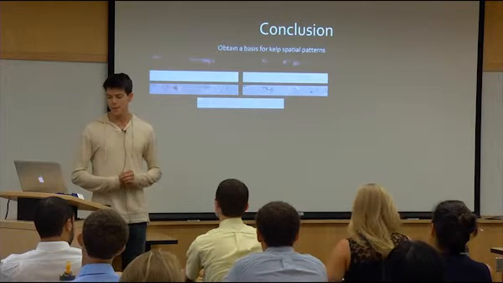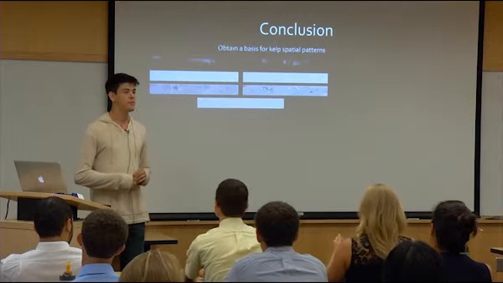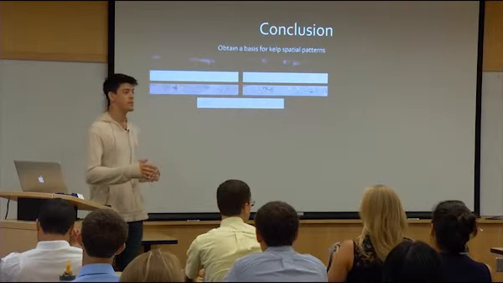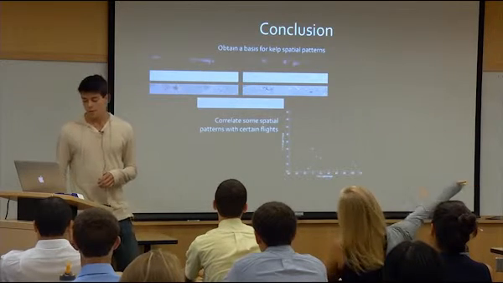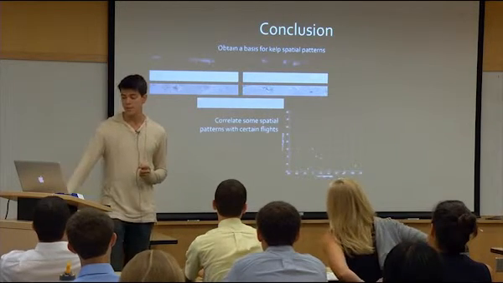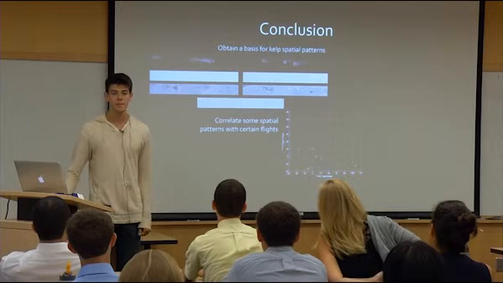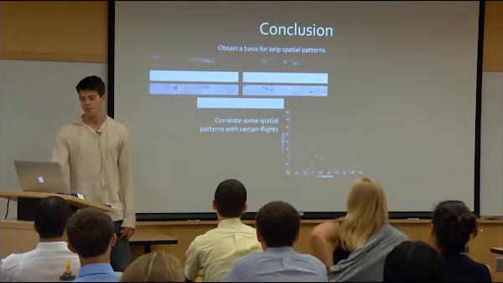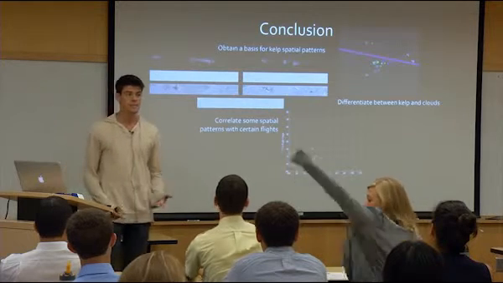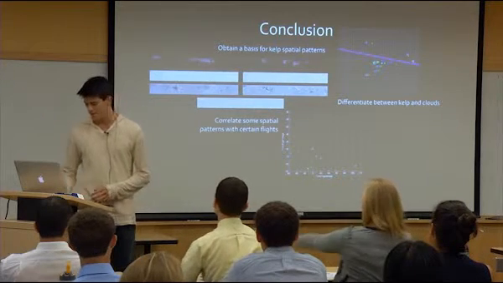So in conclusion, what do we know? We were able to obtain a basis for the spatial patterns of the kelp forest. We had that average face, plus we were able to pull out the primary modes of variation. We were also able to correlate some of the spatial patterns with certain flights. Like we saw, flight 2010 line 1 correlated really well with this image. And we were also able to differentiate between kelp and clouds. So we have pretty good results, I think.